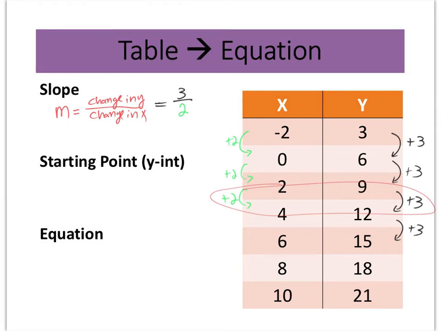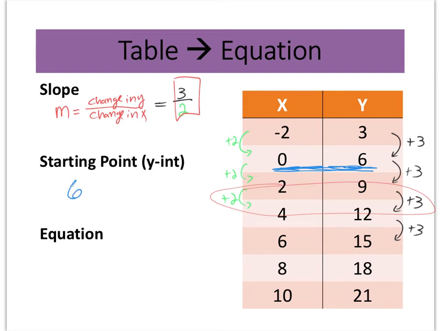I'm going to do that in red because that's going to be the color that I'm interested in. And remember, our y-intercept is the starting point where the x value is 0. And so I see that right here. The x value is 0, the y value is 6. The starting point is y equals 6, or the starting point is 6. I'll just put 6 there for ease.